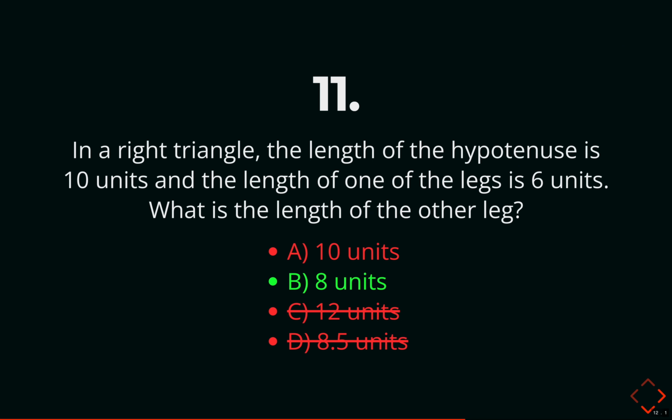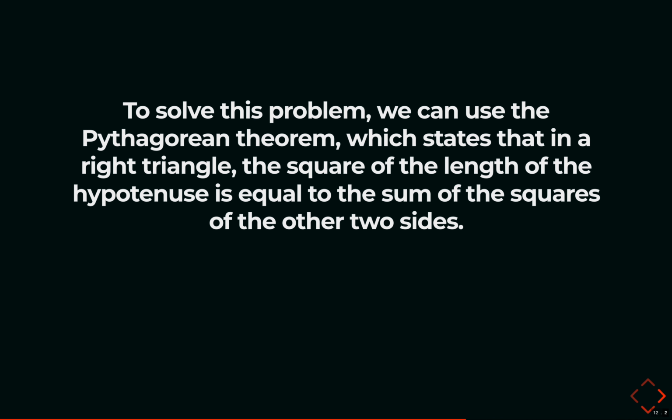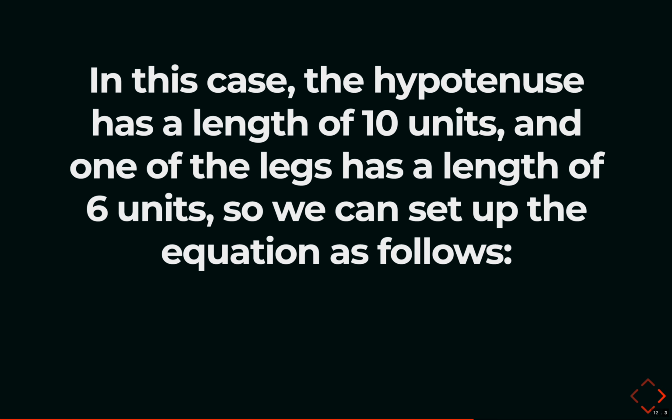Let's see how we solve this. To solve this problem, we can use the Pythagorean theorem, which states that in a right triangle, the square of the length of the hypotenuse is equal to the sum of the squares of the other two sides. A squared plus B squared equals C squared. In this case, the hypotenuse has a length of 10 units, and one of the legs has a length of 6 units. So we can set up the equation as follows.